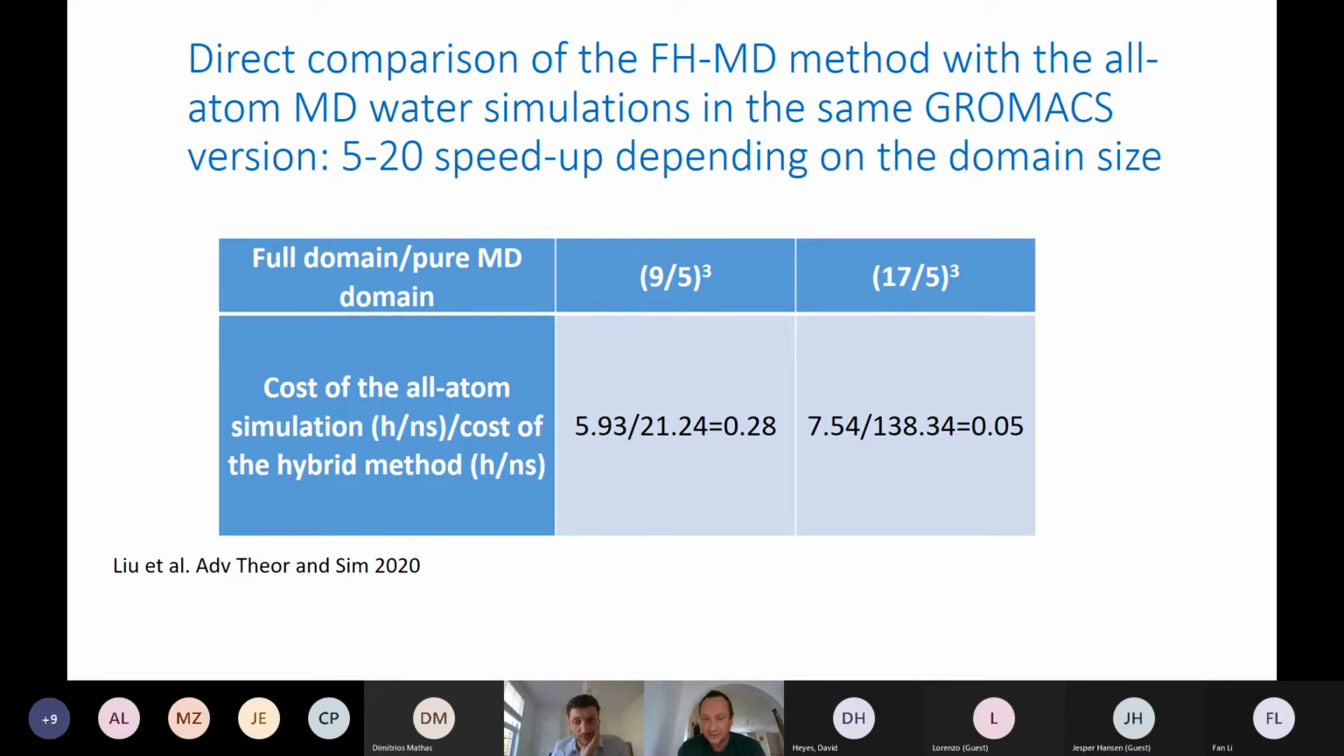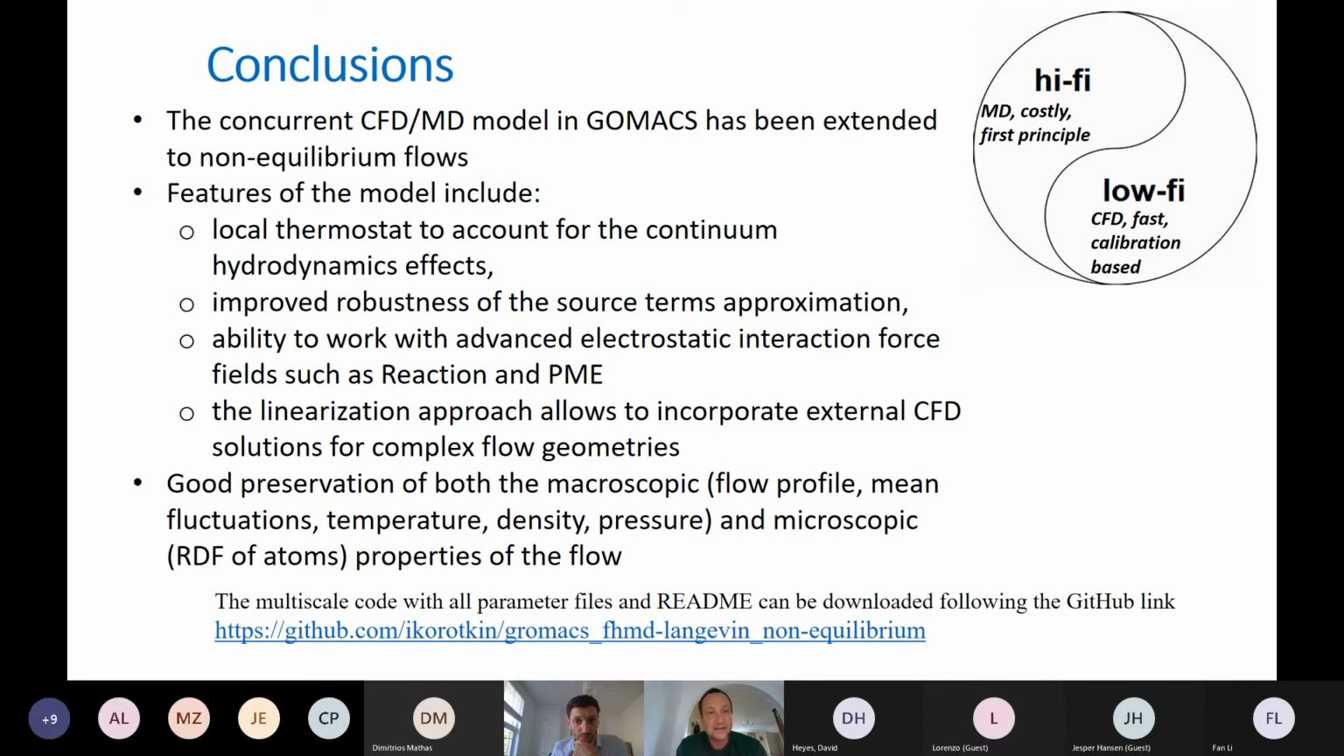That's because we can, of course, select a much smaller molecular dynamics domain in comparison with the overall domain where we're interested to calculate the bulk flow. So this is one of the first times when we actually show the actual speed up in comparison with the pure molecular dynamics with our method. So these are the conclusions.